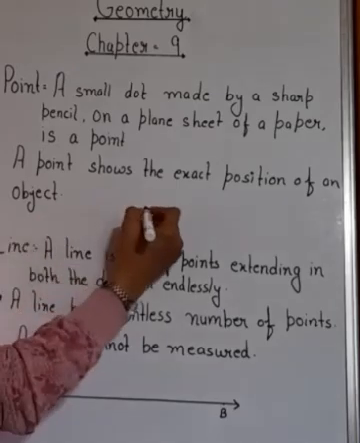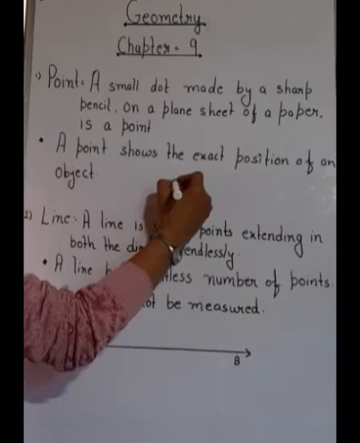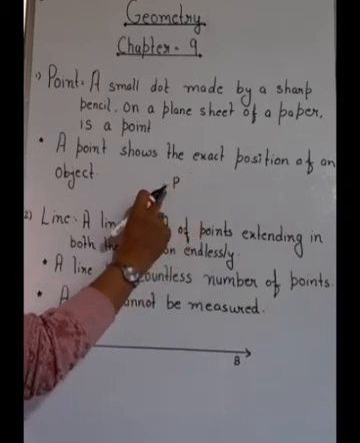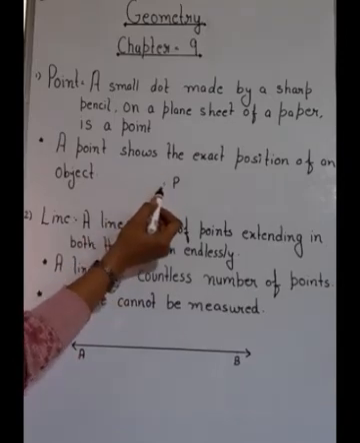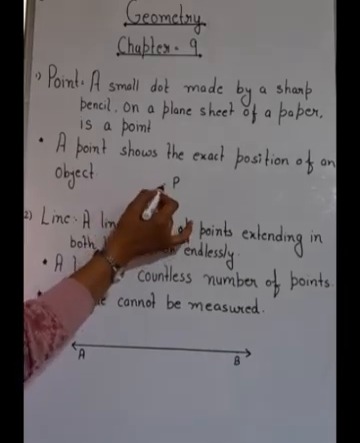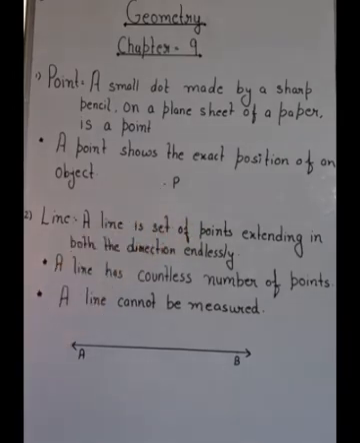Okay, and how do you denote a point? You denote a point by using a single capital letter of the alphabet, and I'm denoting this point as P. Clear? So what is a point? A small dot made by a sharp pencil on a plain sheet of paper. And what is the use of a point? That point is used to show the exact position of an object.